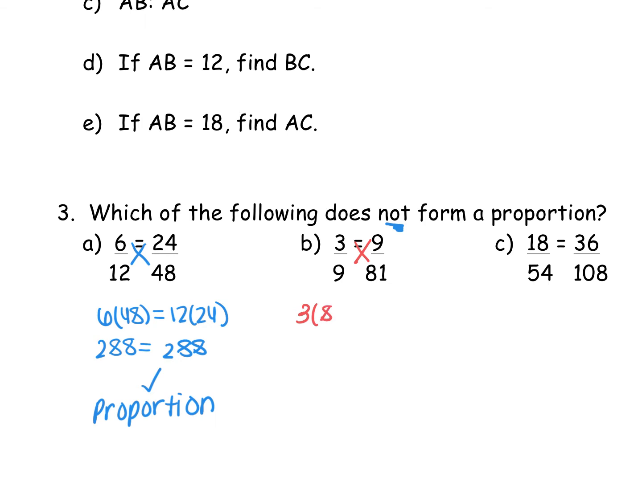3 times 81 and 9 times 9. You could probably tell, like I could tell, this probably isn't going to be a proportion. The reason why I know that is because on the right side here, 9 times 9 is 81. So 3 times 81 is not going to be 81. So this is not a proportion.